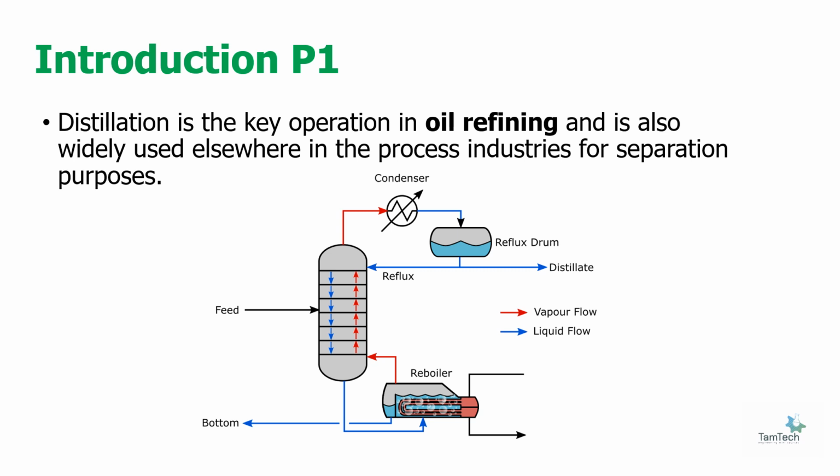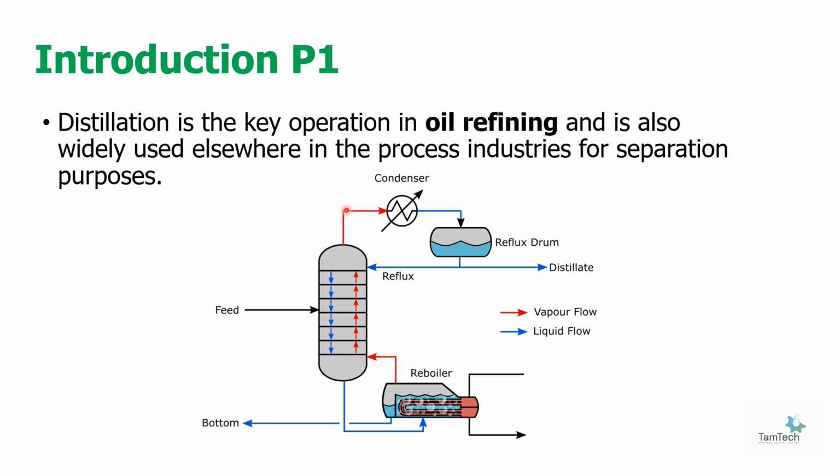In oil refining, distillation is used, and not only in oil refining, other process industries as well, and they are mostly known for separation purposes. This is the very generic picture for distillation column operations. Your feed goes into the distillation column, and as you can see, the lighter products with the hot streams go above and the heavier ones go down.